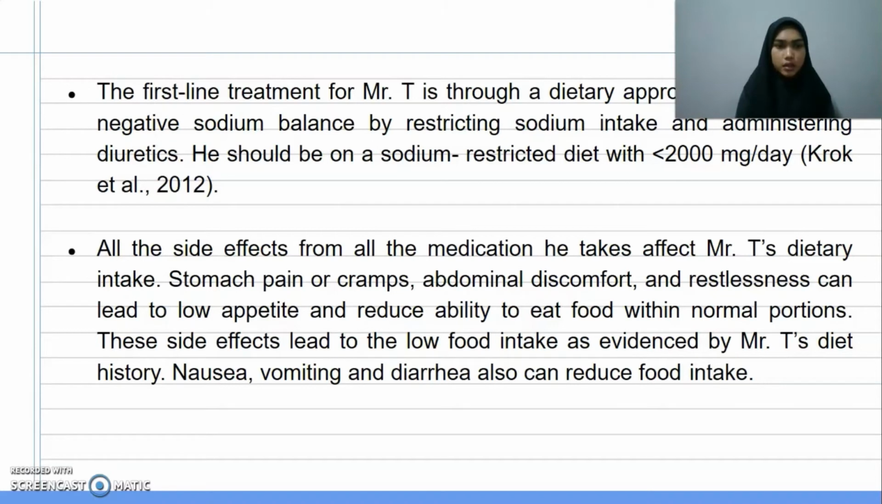Other than that, all the side effects from all the medications he takes affect Mr. T's dietary intake. Stomach pain or cramps, abdominal discomfort, and restlessness can lead to low appetite and reduced ability to eat food within normal portions. This side effect leads to the low food intake as evidenced by Mr. T's diet history. Nausea, vomiting, and diarrhea also can reduce food intake.